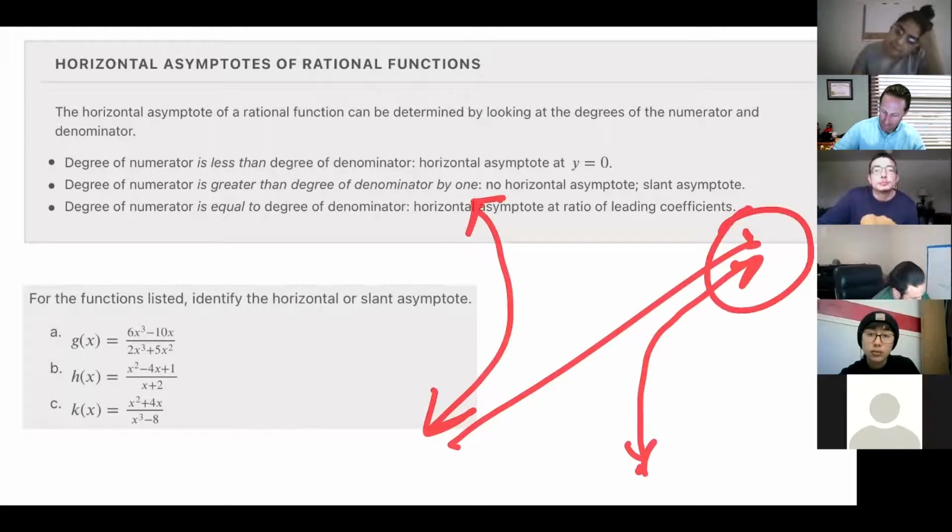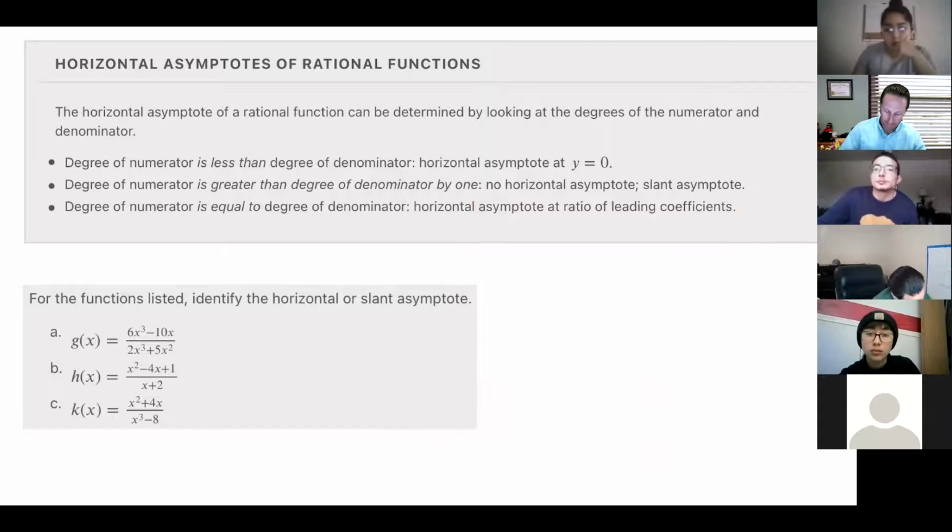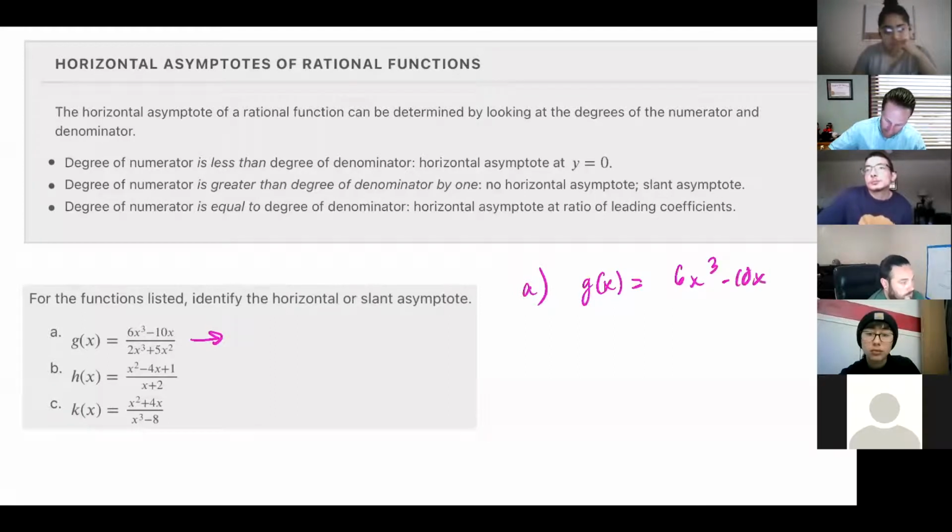And you can see that it's still approaching that line we call an asymptote. Okay? So that's when we have what is called a slant asymptote. And if I was to take this one right here, and I was to think about plugging in infinities, 6x cubed minus 10x over 2x cubed plus 5x squared.